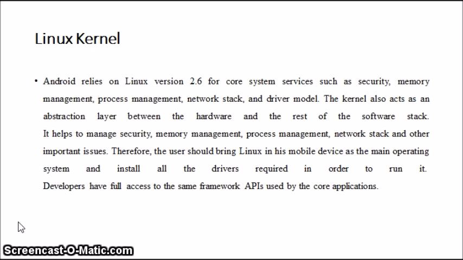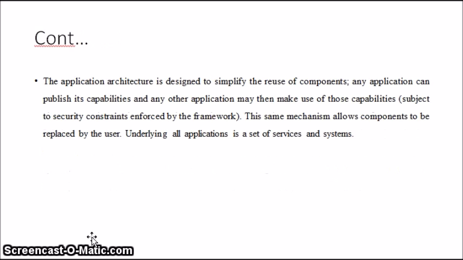Developers have full access to the same framework APIs used by the core applications, and the application architecture is designed to simplify the reuse of components. Any application can publish its capabilities, and any other application may then make use of those capabilities, subject to security constraints enforced by the framework. This same mechanism allows components to be replaced by the user.